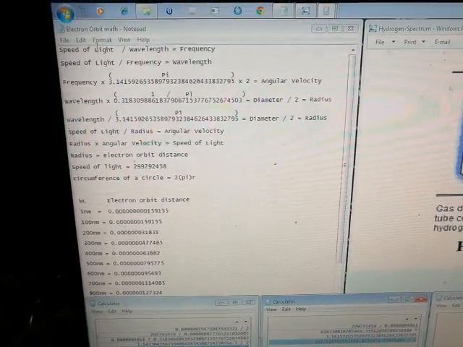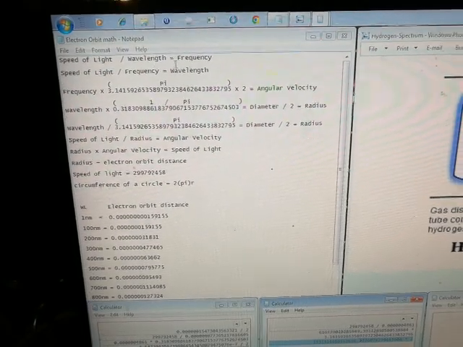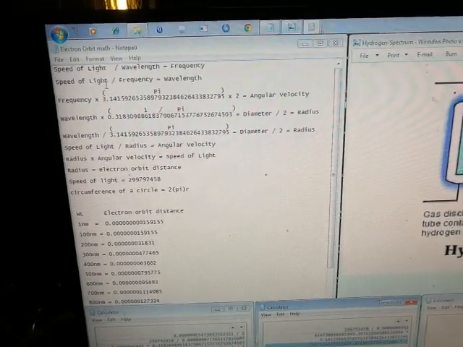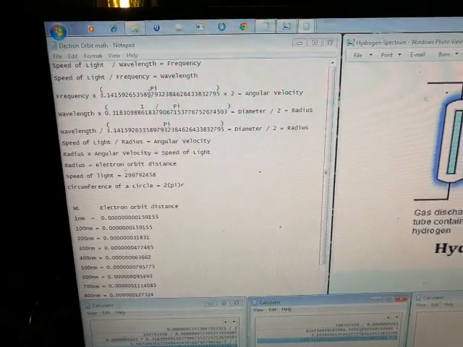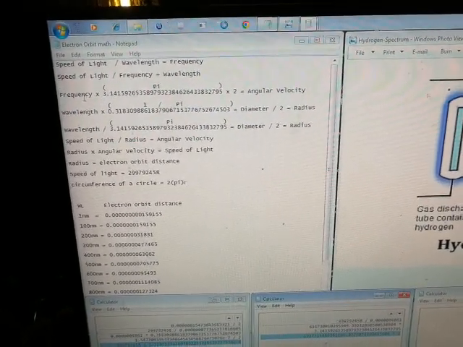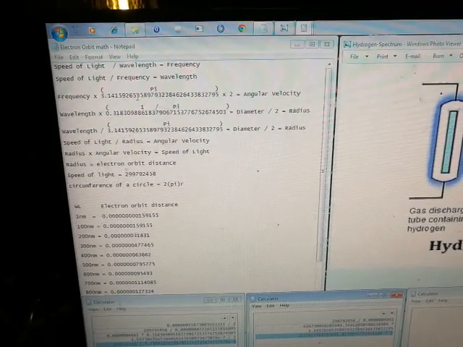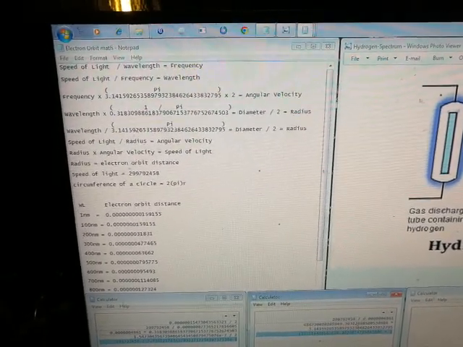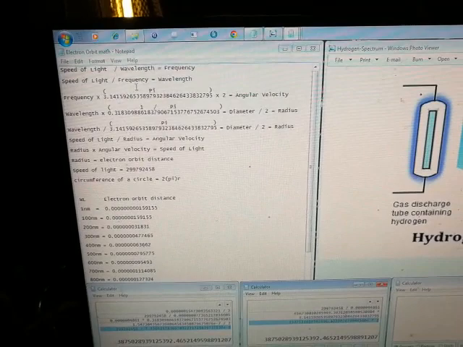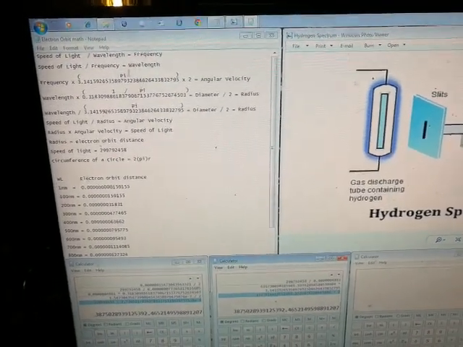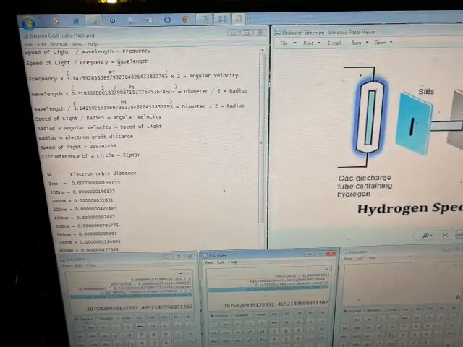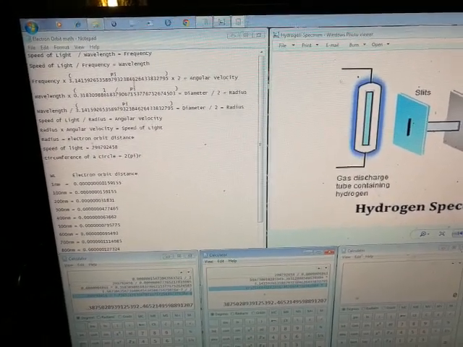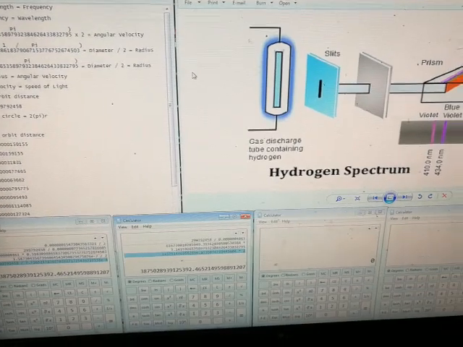The speed of light divided by wavelength equals frequency. Speed of light divided by frequency equals wavelength. And then to get the angular velocity using frequency, you take frequency, times it by pi, times it by 2, and then you get its angular velocity. So we'll do that first, because that's not using wavelength as a circumference. That's just using speed of light, frequency, and pi to get angular velocity.